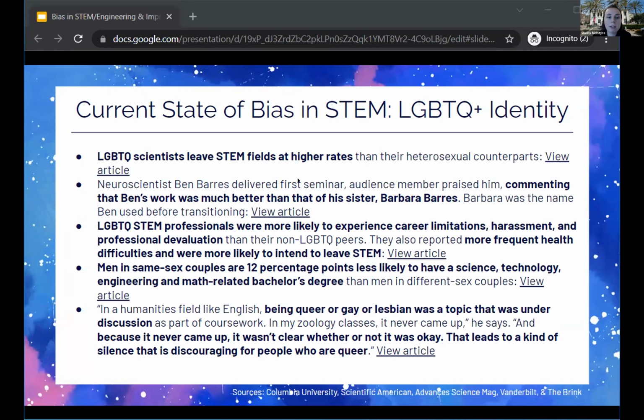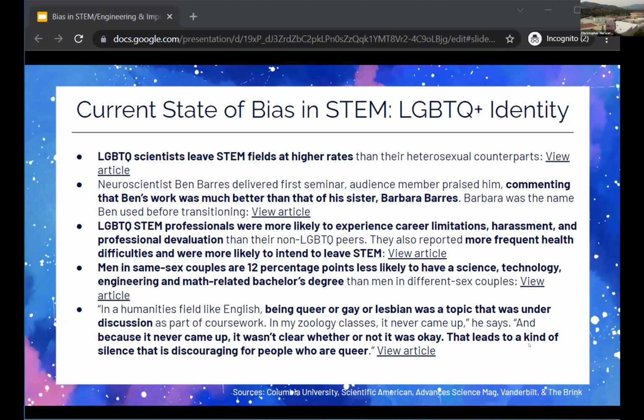So that was about the broader category. If we're going to go into same-sex couples specifically and men, they did a quantitative data to show that they're 12 percentage points less likely to have a STEM bachelor's degree. And one thing that came up within the classroom is that it felt like being queer, gay, or lesbian was a topic under discussion in other coursework like English, but in other classes it rarely came up.